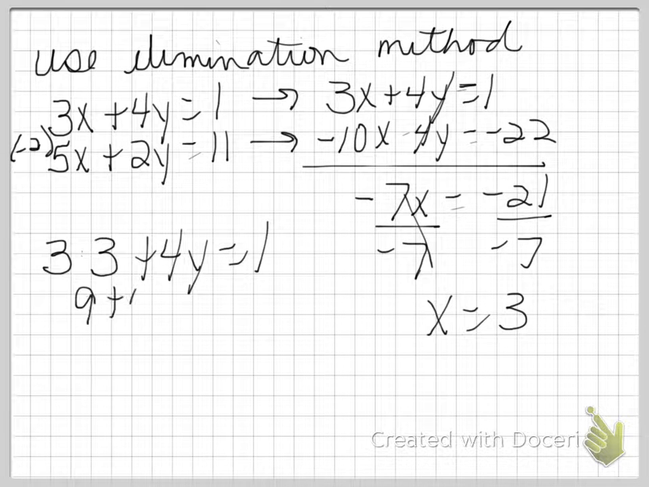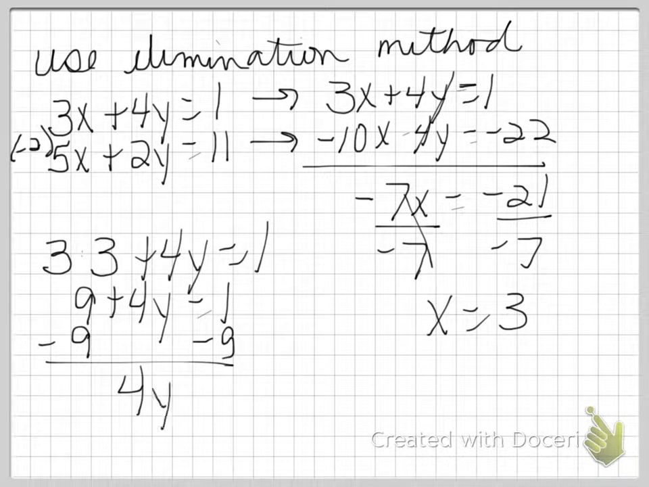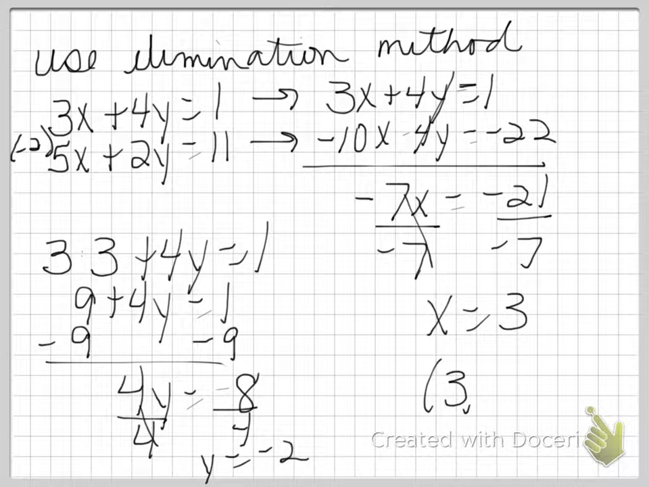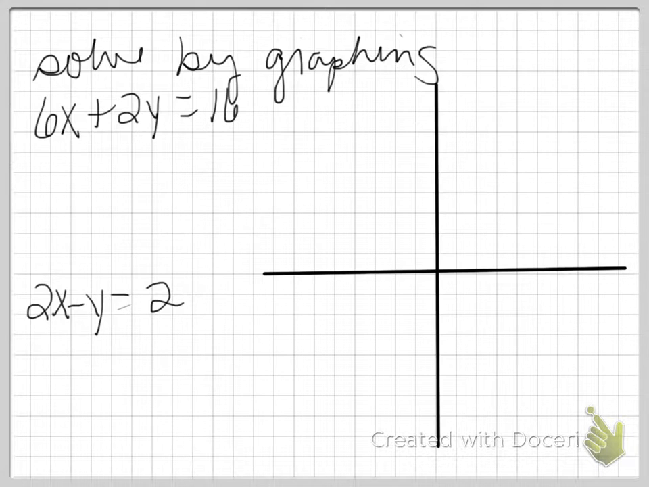So that's 9 plus 4y is equal to 1. Subtract 9. So that's 4y is equal to negative 8. So y is equal to negative 2. So my answer is 3, negative 2. And don't forget, you're supposed to check all of these by plugging them back in for x and y.